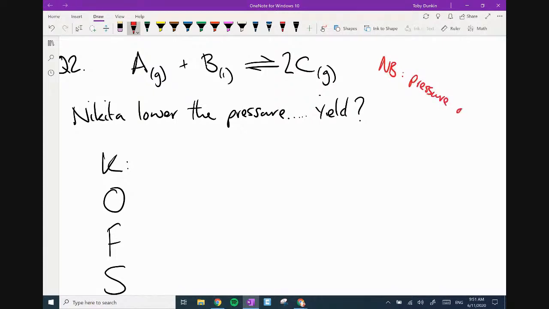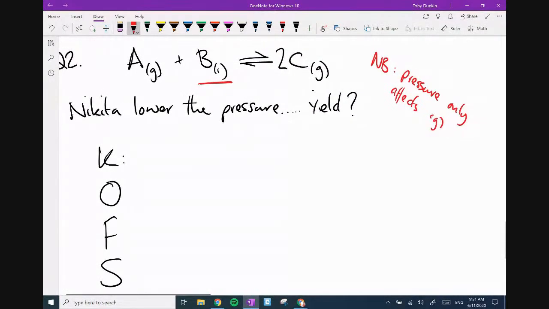Pressure only affects gases. Yeah, only affects gases. Well, one of them's a liquid, so it's not going to take part; it's not going to be affected by the pressure. Yeah, so knowledge. Now, in terms of pressure, the knowledge is the number of gas particles on either side.